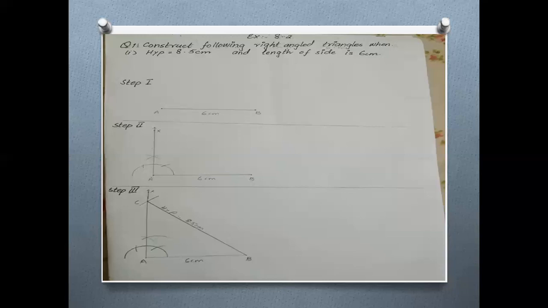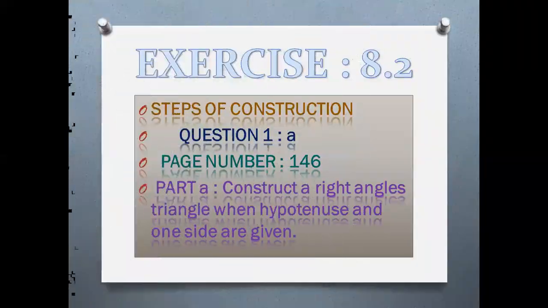On the same process, with the same steps, you will do parts B and C. No change is there, only the measurements will change. The steps of construction for this question are on page number 146 under the statement, construct a right angle triangle when the hypotenuse and one side are given.